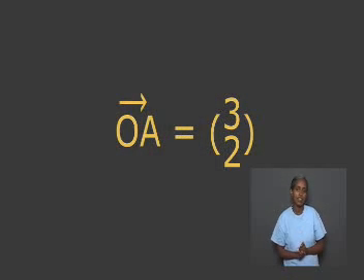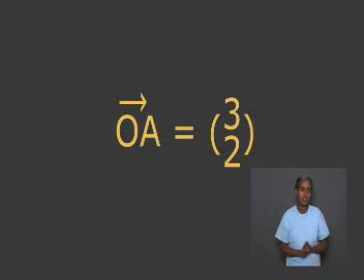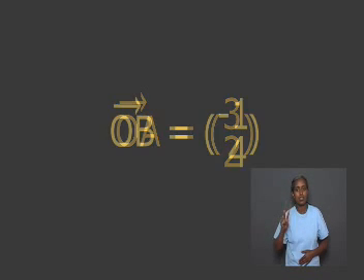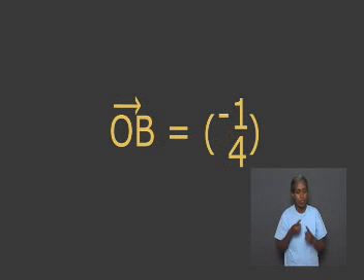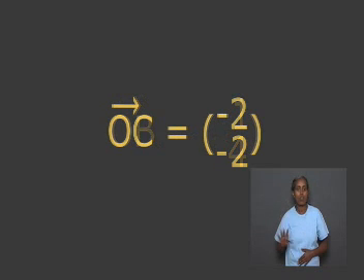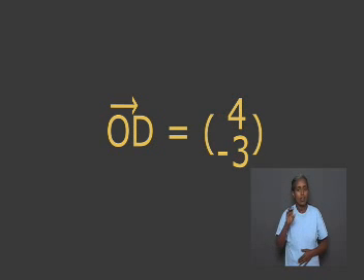Hello again, students. I am sure you were able to write out the 4 column vectors. Each of them should look like this. The column vector for OA is 3, 2. The column vector for OB is -1, 4. The column vector for OC is -2, -2. The column vector for OD is 4, -3. You can see that it is simply a matter of expressing the vector as a function of the x-coordinate relative to the y-coordinate.